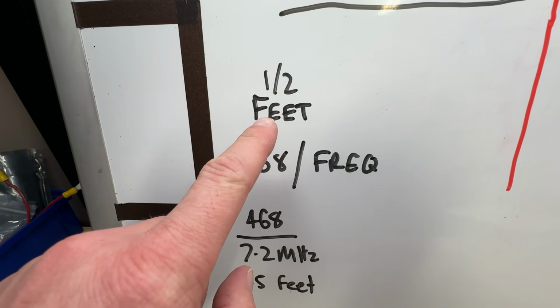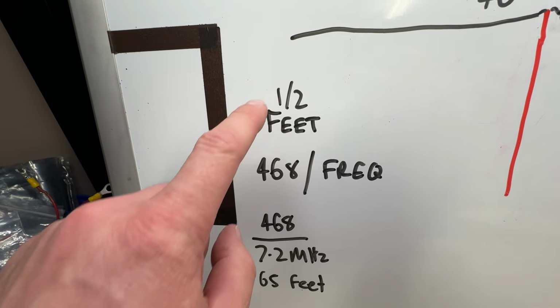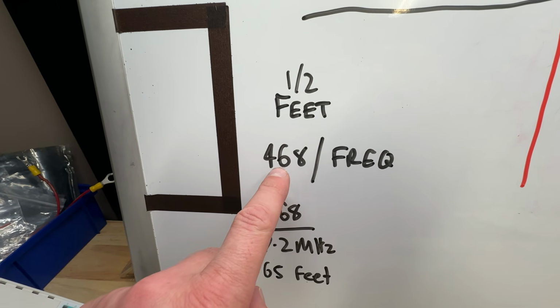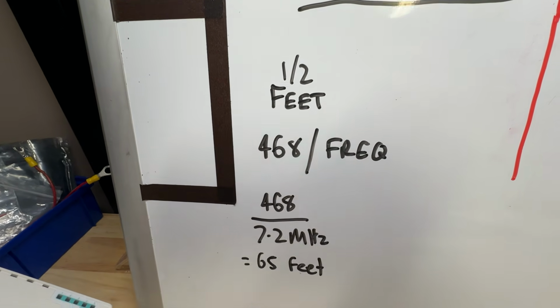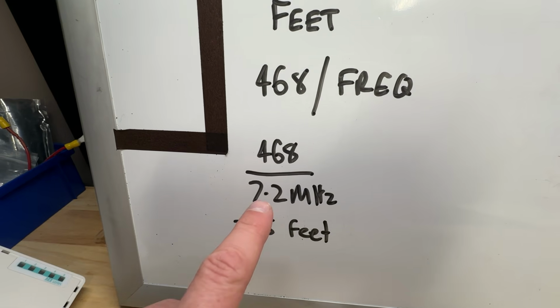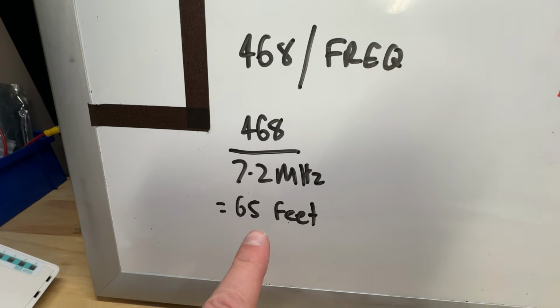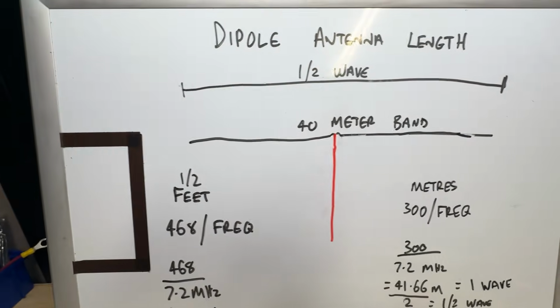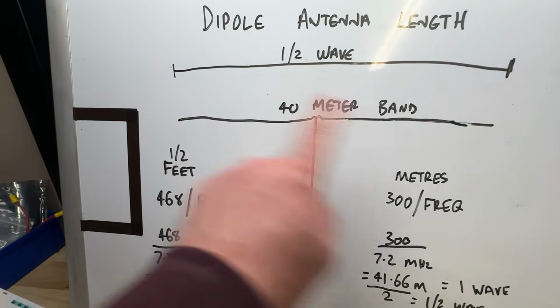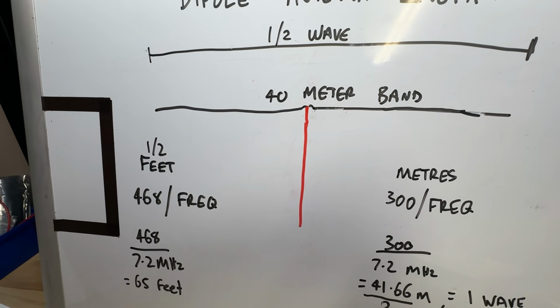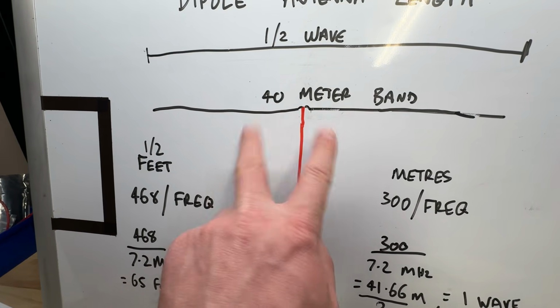Now, if you want to work it out in feet, you can work out a half wavelength directly by just doing 468 divided by frequency. So we've got 468 divided by 7.2 megahertz. That equals 65 feet. So our length for our dipole on 40 meters is 65 feet, so about 30 feet per side.